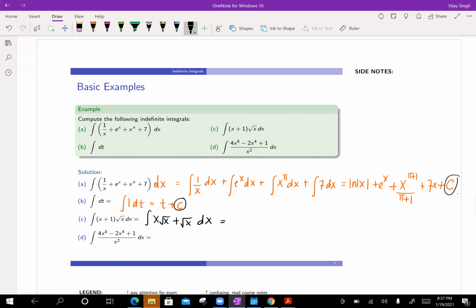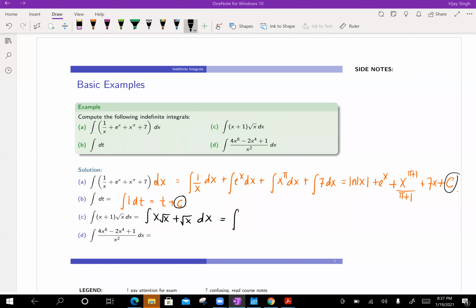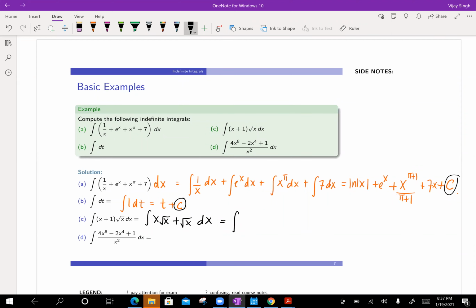Now the goal is to apply the power rule. So let's write it as power. So this can be seen as x to the power 3 by 2 plus x to the power half dx. Now if we want to integrate x to the power 3 over 2, it's going to be x to the power 3 by 2 plus 1, which is 5 by 2, divided by 5 by 2, which is the same as multiplying by 2 by 5. But let's leave it at that. x to the power 3 by 2 divided by 3 by 2 plus c.